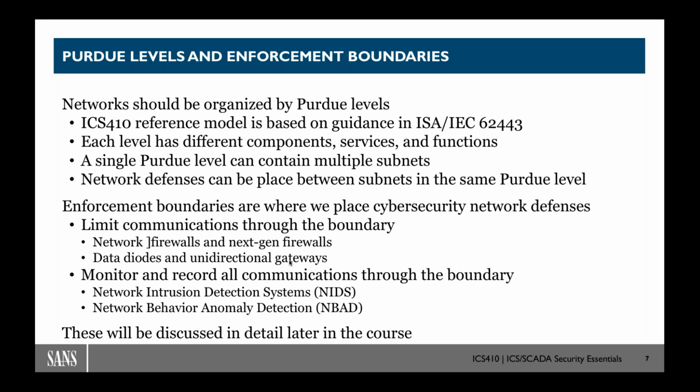Regardless of the controls, there are two pieces you should always think about when you place cybersecurity controls, especially in these enforcement boundaries. There are two major types of controls that we want to put there. Number one, something to limit the communication through that boundary, and number two, something to monitor and record all communications through that boundary, right? So you can use a combination of network firewalls, next-gen firewalls, data diodes, and unidirectional gateways. All those things will allow you to enforce or limit communications through the boundary. And then systems like network intrusion detection systems and network behavioral anomaly detection systems will allow you to monitor the data going back and forth.